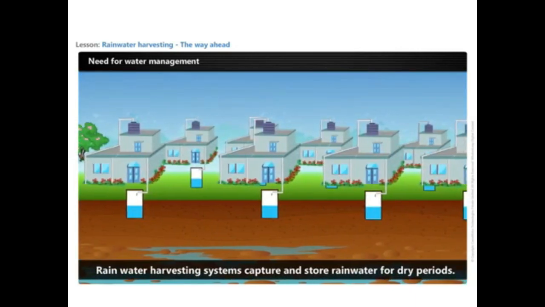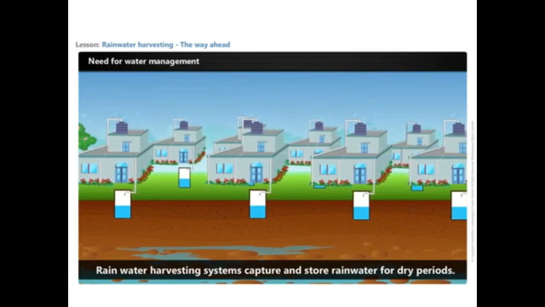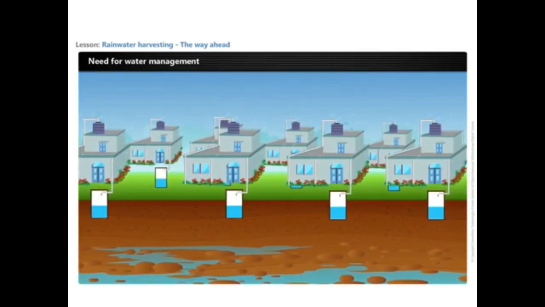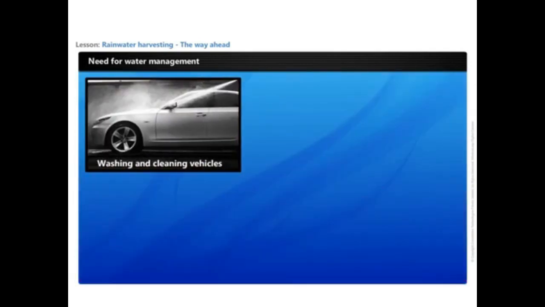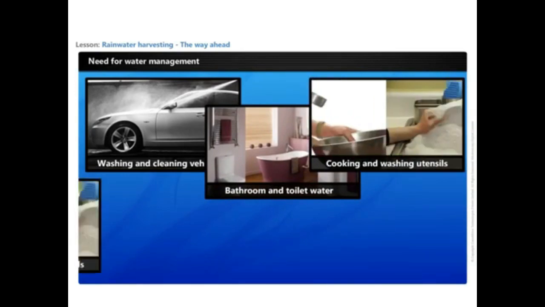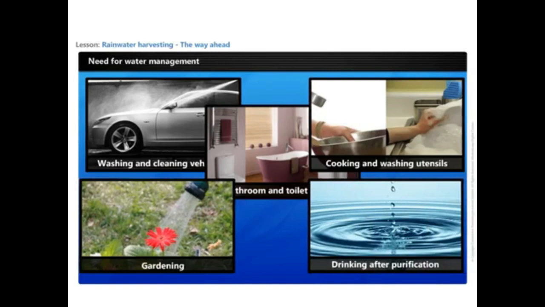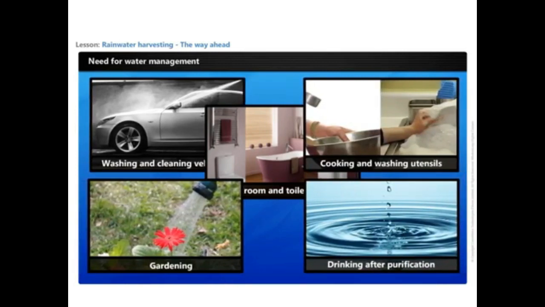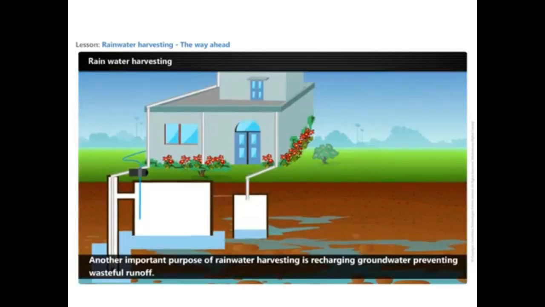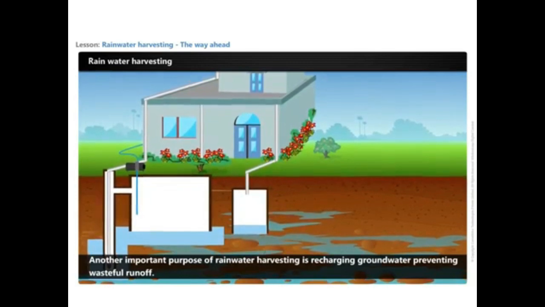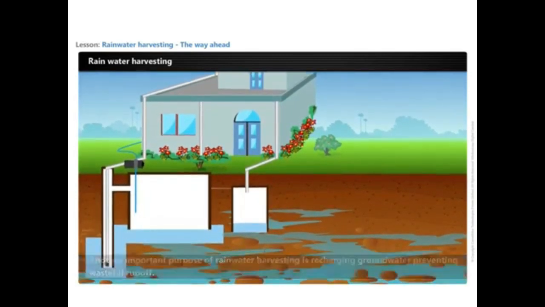Rainwater harvesting systems capture and store rainwater for dry periods. Stored rainwater can be used for the following purposes: washing and cleaning vehicles, bathroom and toilet water, cooking and washing utensils, gardening, drinking after purification, all types of uses in schools, colleges, offices and laboratories. Another important purpose of rainwater harvesting is recharging groundwater, preventing wasteful runoff.